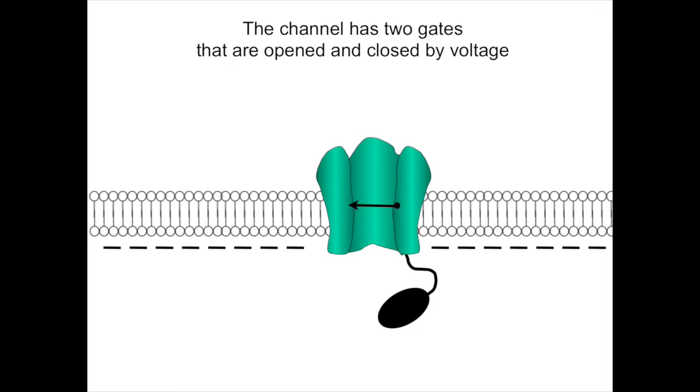Sodium channels, for example, have three main parts: an activation gate that opens with depolarization, an inactivation gate that closes immediately after, even though the cell is still depolarized, and a pore through which the sodium ions flow when the activation gate is open.